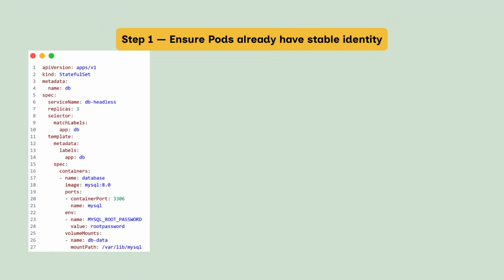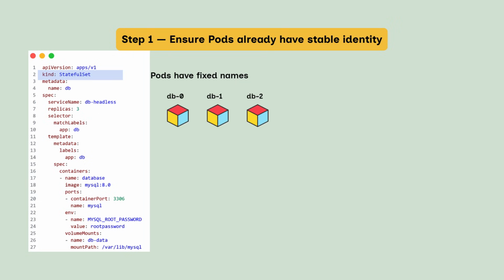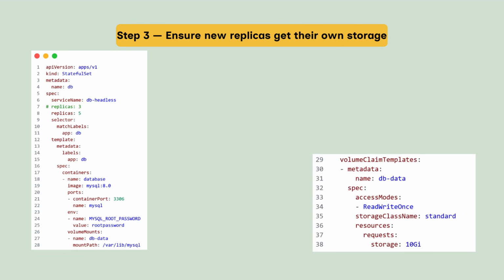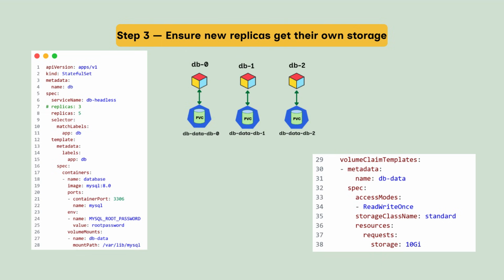First, ensure pods already have stable identity. As we are using StatefulSets, pods already have fixed names like db0, 1 and 2. Next, let's increase the replica count. To scale, we simply increase the replica number from 3 to 5. Now, to ensure new replicas get their own storage, we add volume claim templates. So each pod gets its own storage, separate from the existing replicas. So Kubernetes creates dbdata-db3 and 4.